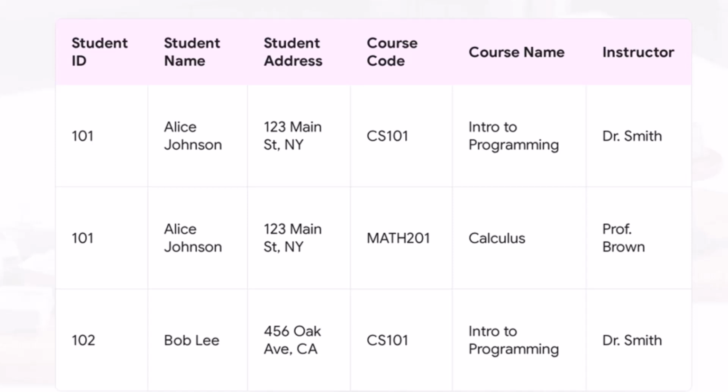So let's meet the villain of our story today, the unnormalized table. I mean, look at it. We've got everything just thrown in together. Student info, course info, the whole shebang. And pay attention to Alice Johnson here. Her name and her address are repeated for every single course she's taken. Now, this isn't just messy. It's a complete recipe for disaster.